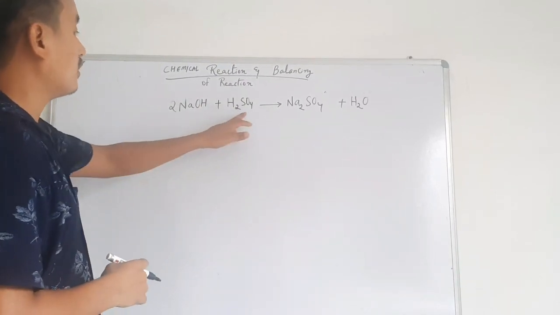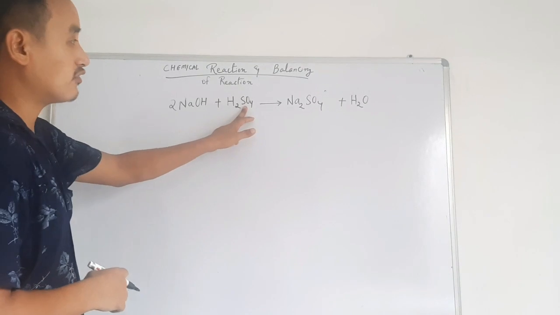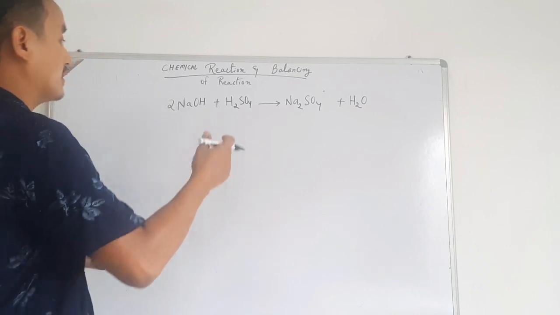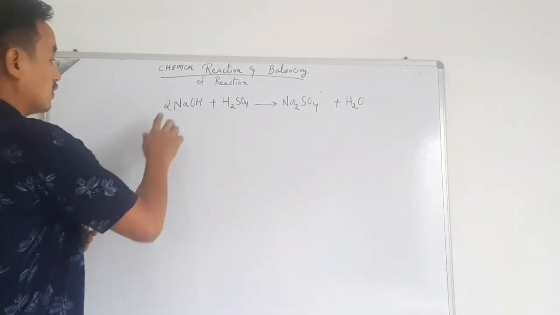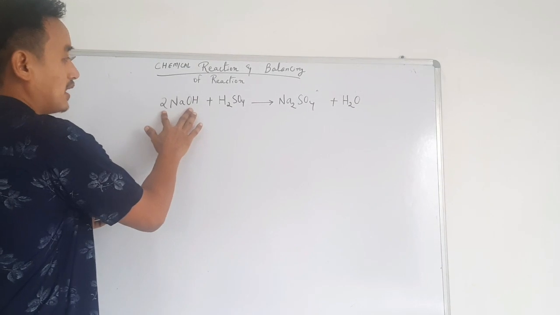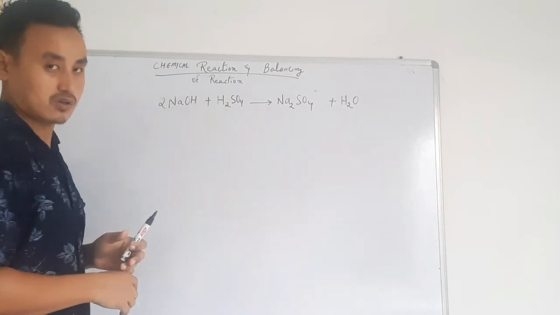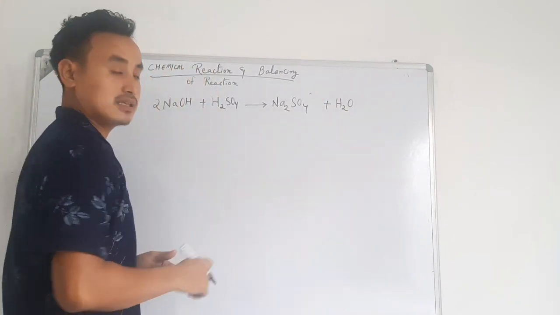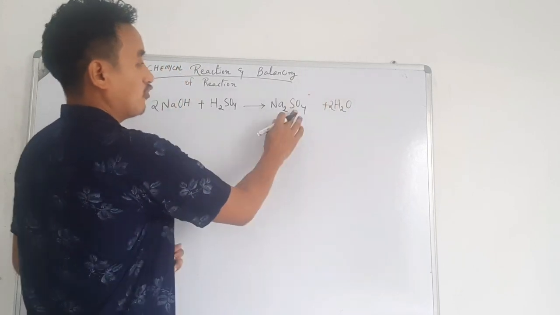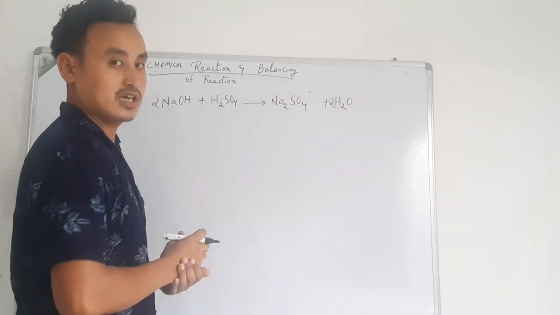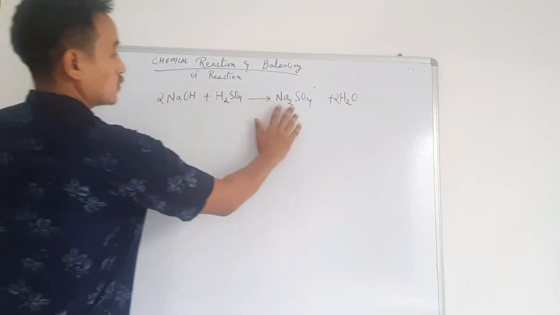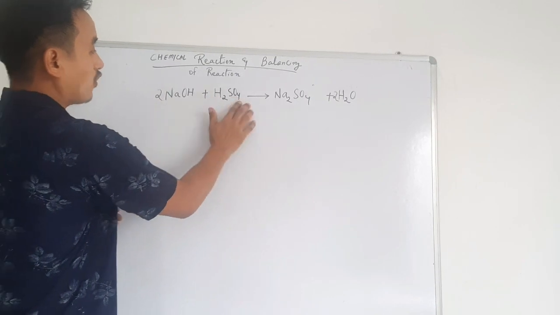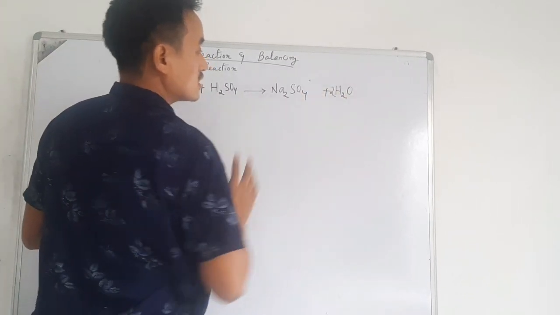Next we'll check our sulfur, S. Sulfur, you see, is 1 here, and here also it is 1. So it's balanced. Now we will balance the oxygen. On the left hand side, 2 oxygen plus 4 oxygen becomes 6 oxygen. On the right hand side we have 4 plus 1. So it is not balanced. So I'll just put 2 here. So 4 oxygen plus 2 oxygen is 6 oxygen. Now we will check. 2 sodium, 2 sodium. 1 sulfur, 1 sulfur. Oxygen, you see 2 plus 4, 6 oxygen. Here 4 plus 2, 6 oxygen.